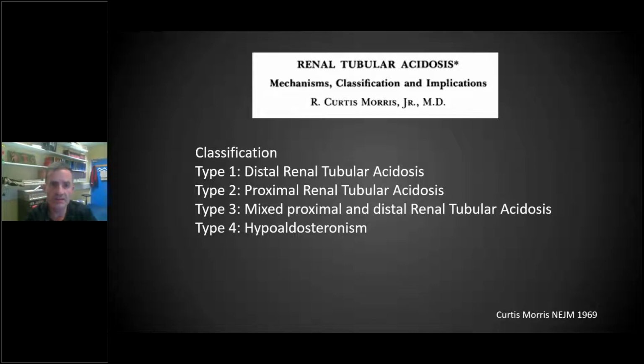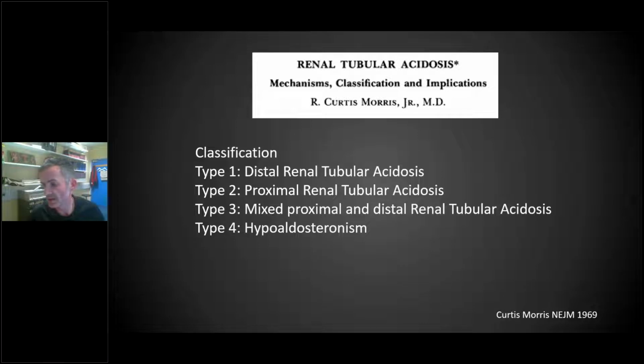Type 3 he termed a mixed proximal and distal RTA, which was generally seen in infants. The coexistence of a limited proximal RTA is known now to occur with dRTA, but it was thought to have come into existence and then vanished in the early 70s. Because of this, an associated syndrome of mixed proximal and distal RTA caused by carbonic anhydrase 2 mutations also gets called type 3 RTA. And then type 4 RTA was any cause of hypoaldosteronism.